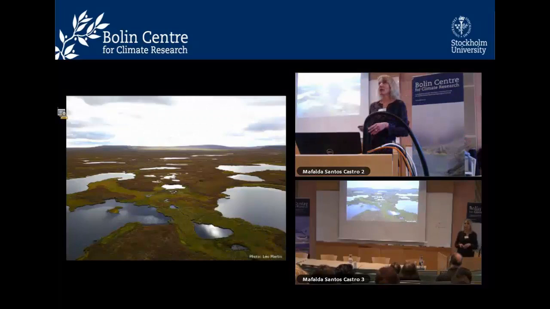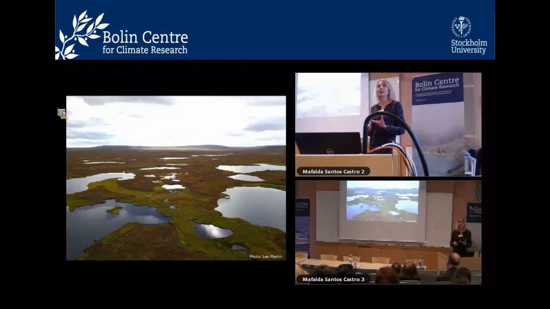In this picture, you can see these areas representing peat plateaus, quite dry areas with dwarf shrub vegetation. They can cover extensive areas. But within these landscapes, you also find depressions where the permafrost has thawed, and in these depressions, fens or lakes can be found. So that's the type of landscape we're talking about.